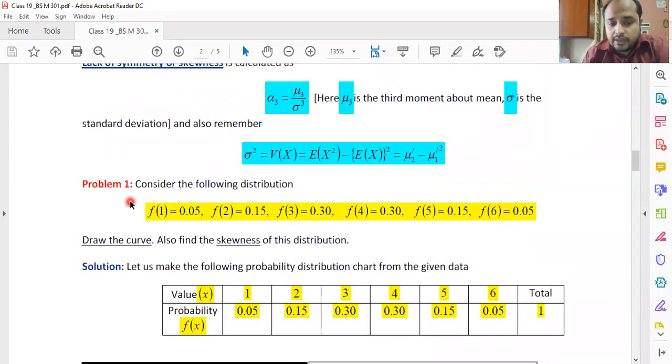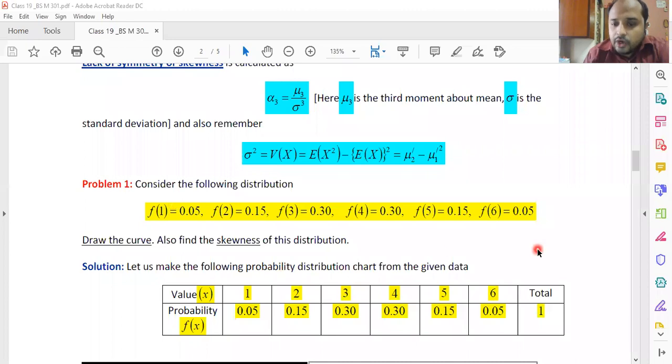I have considered this particular problem. The problem has been chosen from John Freund's book, Mathematical Expectation chapter, probably exercise 1 of that chapter. I cannot recall right now, but I have chosen this particular problem from there. Here a probability distribution has been shown to you, having a random variable with 6 discrete values, 1, 2, 3, 4, 5, 6, and their respective probabilities. I am supposed to draw the curve, and find the skewness of this particular discrete distribution.